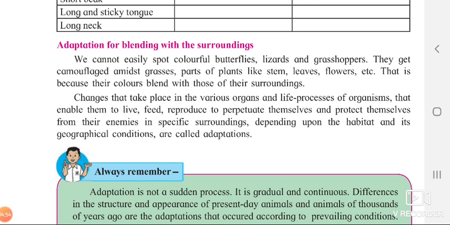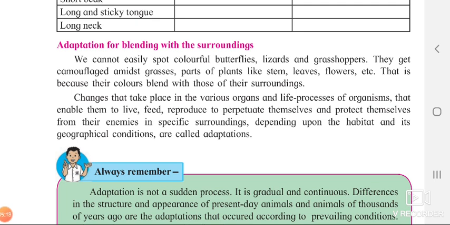What I have told you, the second definition of adaptation is the changes that take place in the various organs and life processes of an organism. Organism means the living things. What happens in their body parts or in their organs, there are some changes that take place which help them to feed, which help them to live. Feed means what? To eat the food, which helps them to reproduce.